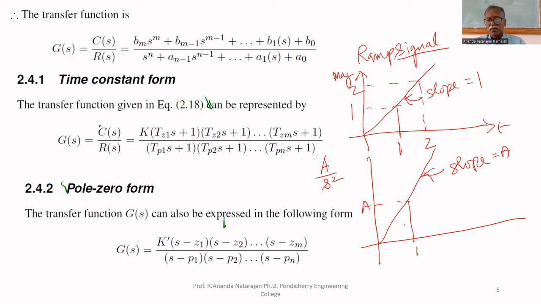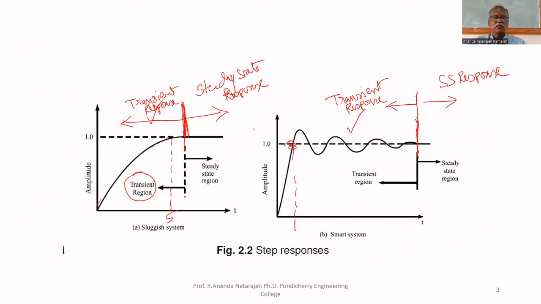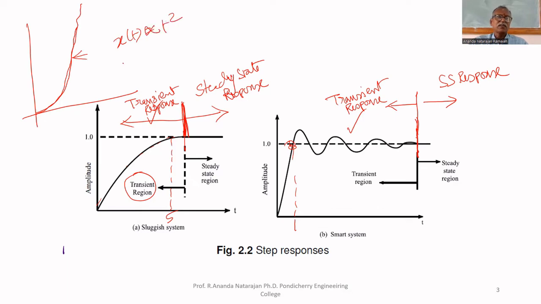Another signal is called the parabolic signal. It is not increasing exponentially; it increases parabolically. That is called a parabolic signal. For that signal, x of t is proportional to t square.